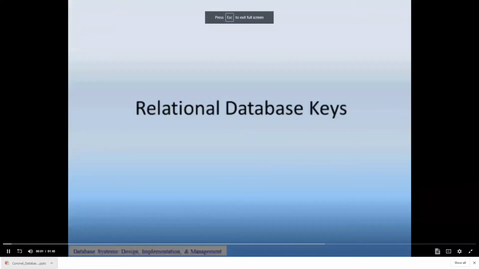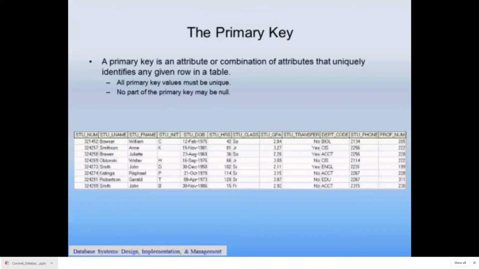In this video, we'll take a brief look at primary keys and foreign keys. A primary key is an attribute or combination of attributes that uniquely identifies any given row in a table. For example, in the student table below, student number is the primary key. Note that a student's last name, STU_LNAME, would not be a good primary key because several students have the last name Smith. Even the combination of last name and first name, STU_FNAME, would not be a good primary key because more than one student is named John Smith.